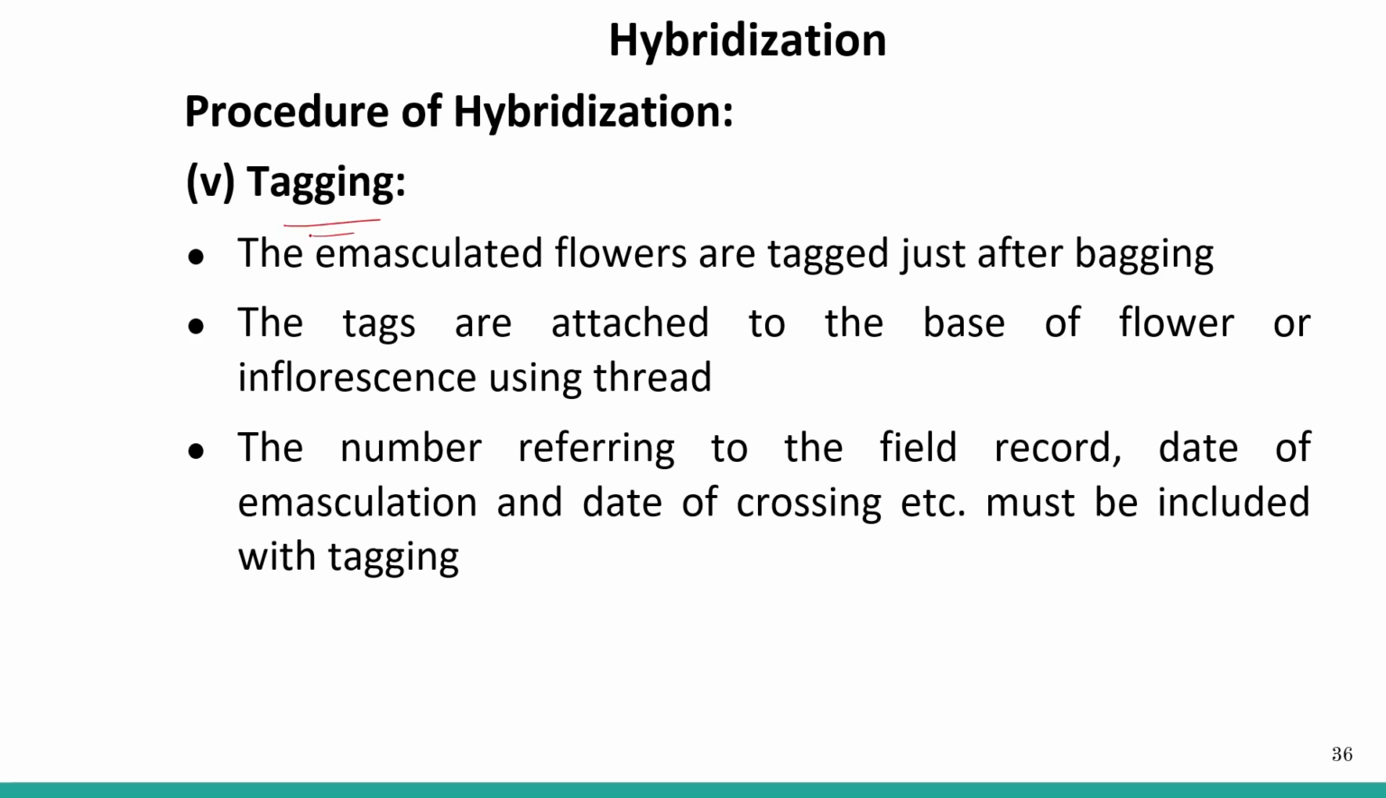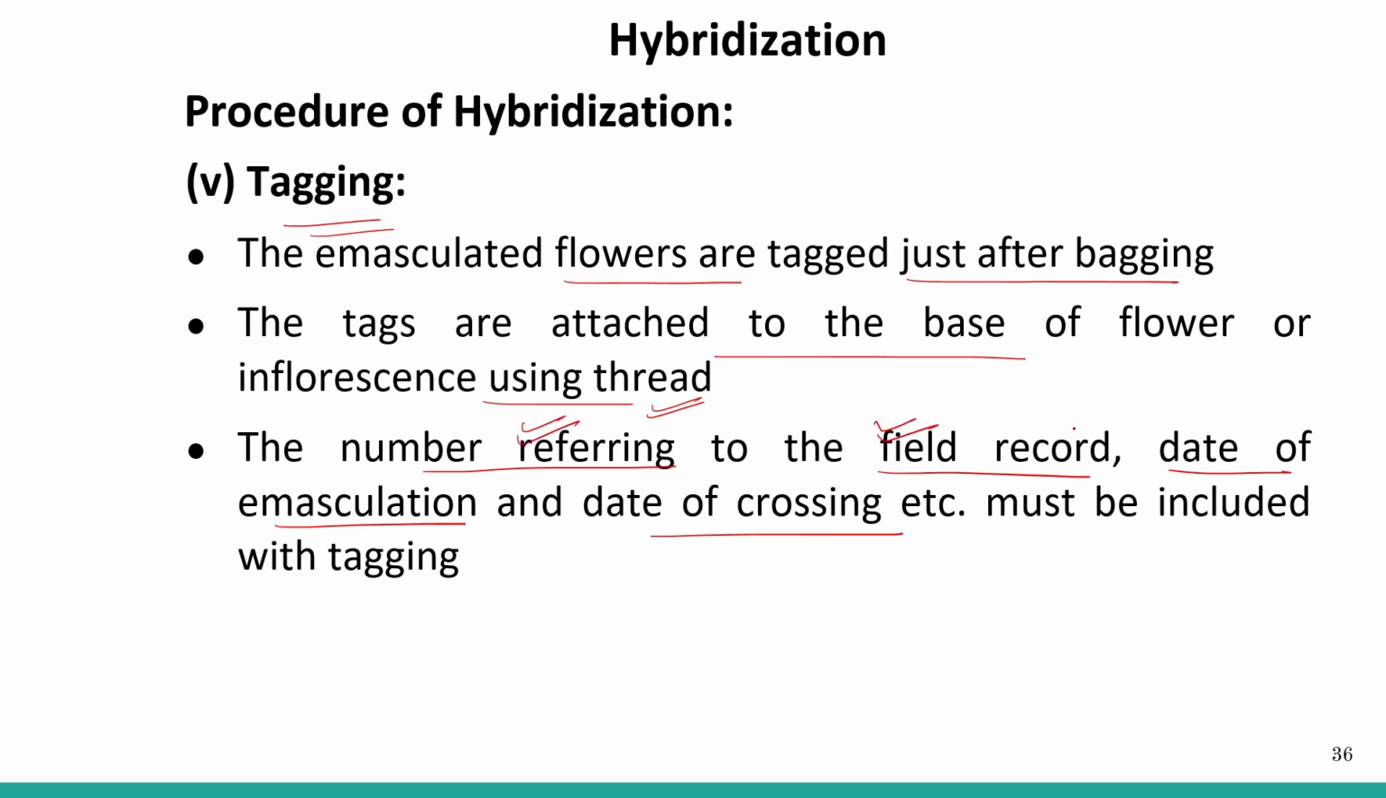Now the tagging. The emasculated flowers are tagged just after bagging is done. The tags are attached to the base of the flower or inflorescence with the help of thread. The number referring to the field record, date of emasculation and date of crossing is all mentioned in that tag. So we must do this tagging, with the date of emasculation and the date of crossing. All is written on that tag and this is called tagging.